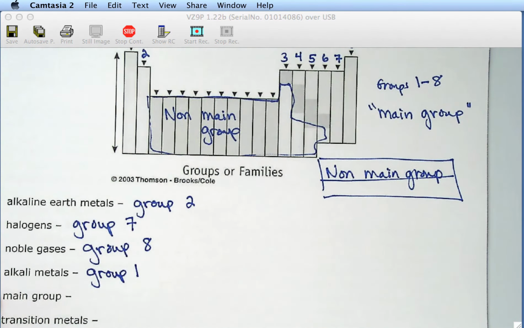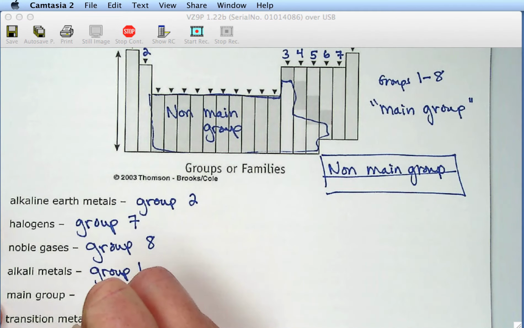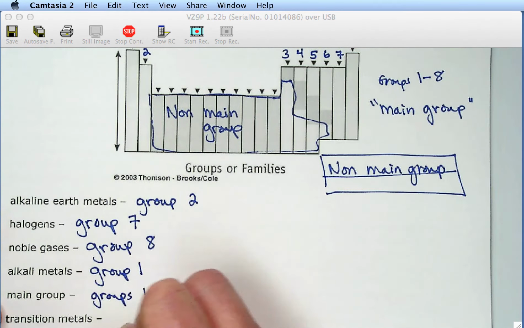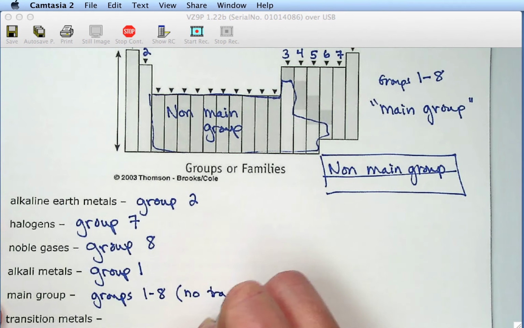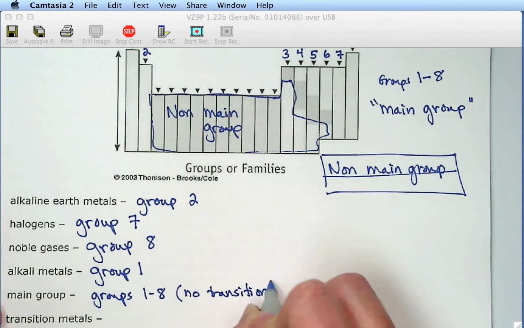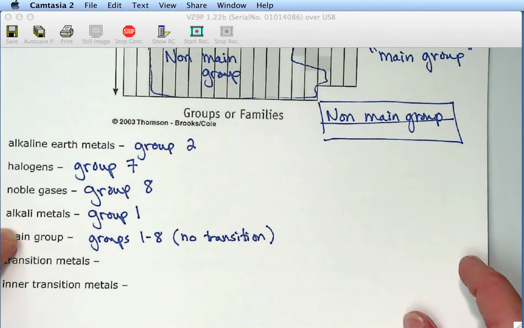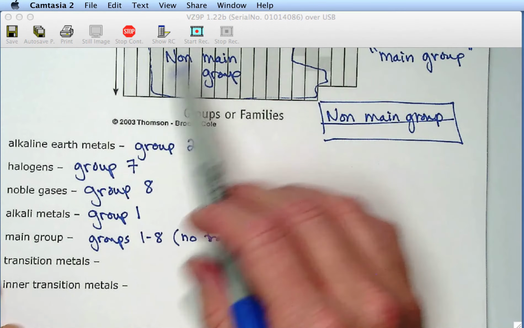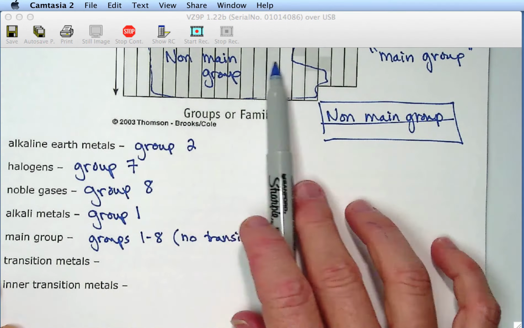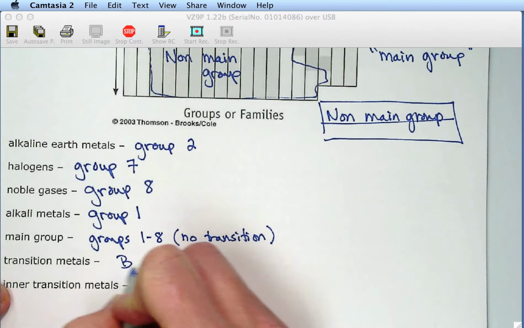Main group, we just went through pretty much groups 1 through 8, no transition. Transition metals, you'll see transition metals were the ones I labeled, so it's kind of the in-between. Sometimes you'll see it labeled as the B group.